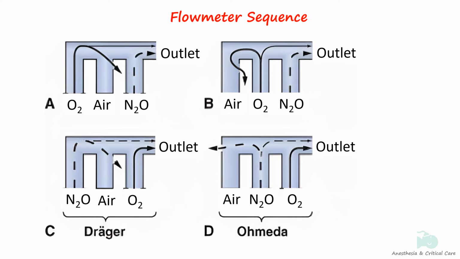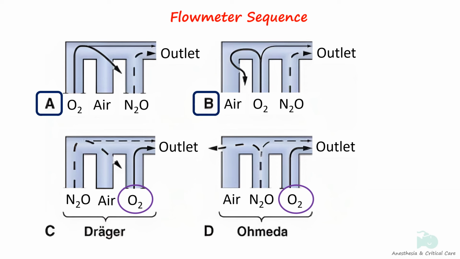The oxygen flowmeter is positioned on the right side or most distally of the rotometer bank, downstream from the other flowmeters and closest to the common gas outlet. In the event of a leak in one of the other flowmeter tubes, this position is the one least likely to result in a hypoxic mixture.